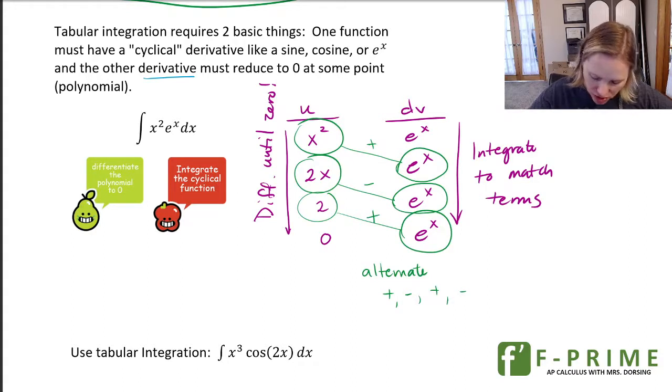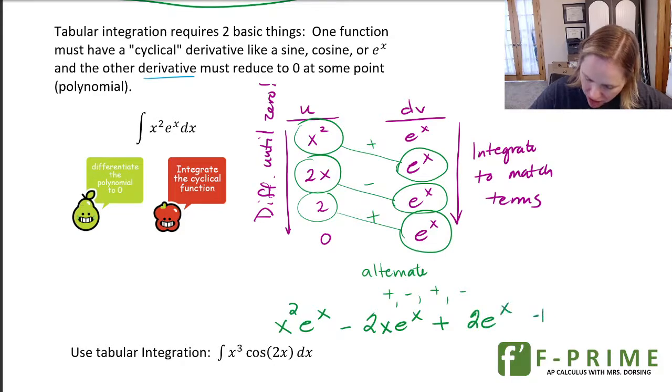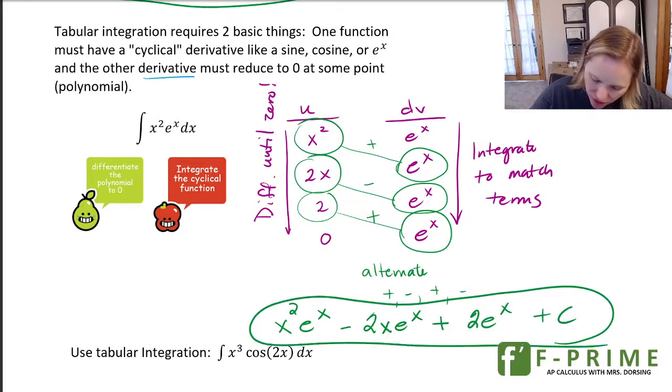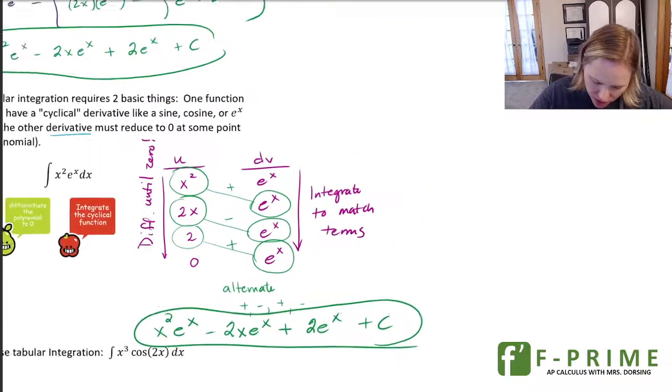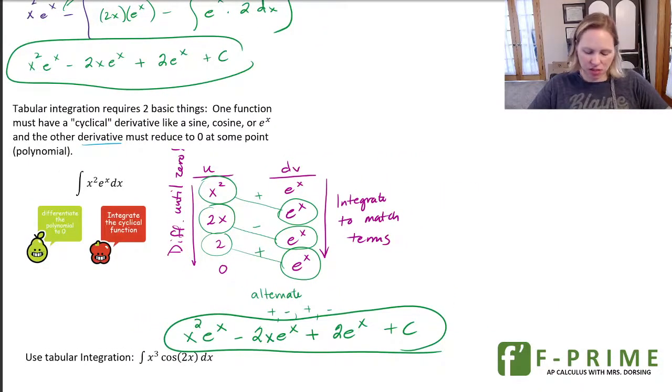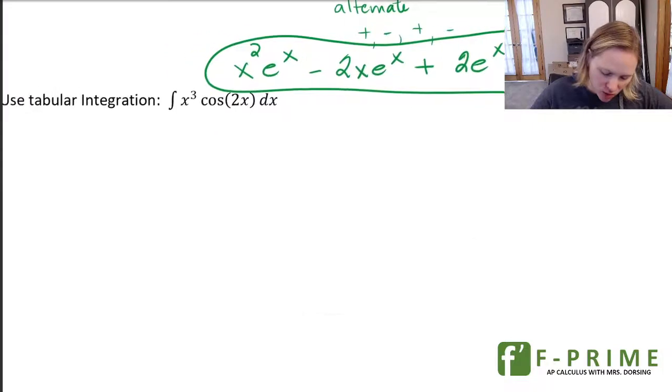So now I'm literally going to write this down. I'm going to multiply the connected terms together. So x squared times e to the x, and that positive sign tells me that's a positive term. The next term will be 2x times e to the x, but it's going to be negative, so I'm going to have subtraction. And then the next one will be positive, 2e to the x, and then plus c. If I zoom out to what I got when I did integration by parts, look how much less work it is. Look how simple it is to do. Once you have the hang of it, it goes so much faster than trying to do integration by parts. So let's try it a few more times and see how it works.